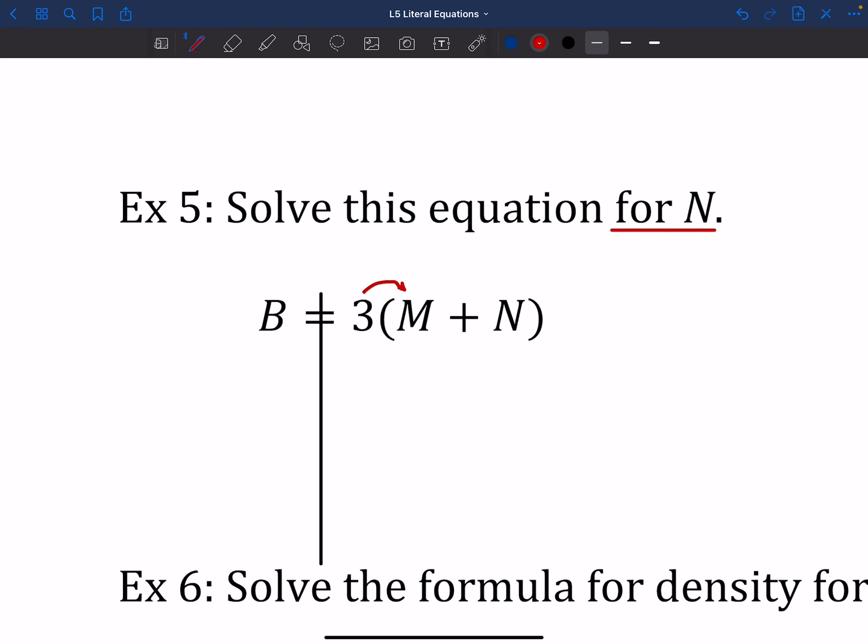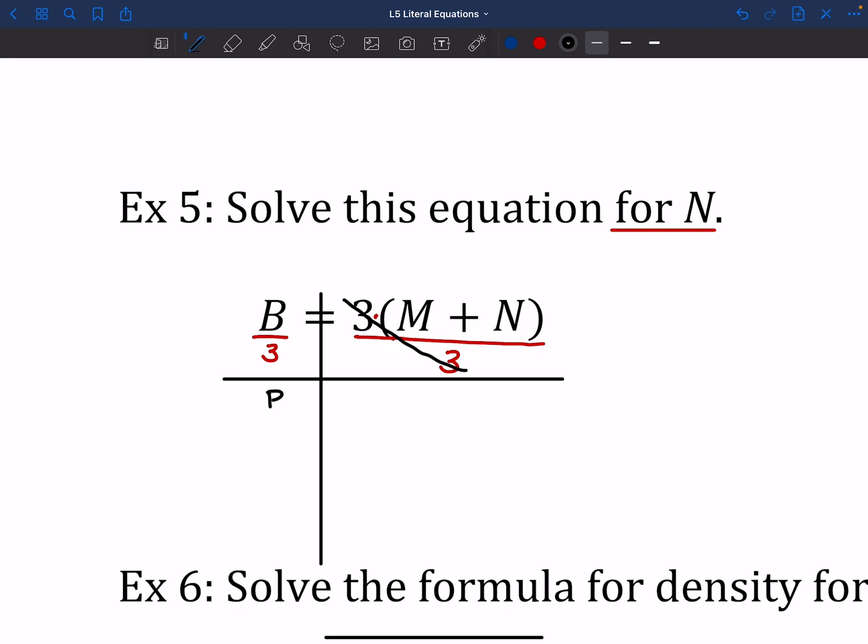Normally we'd say, oh yeah, let's distribute and all that, right? But in this case, we just want to get rid of it. So what we're going to do is divide that whole chunk by 3 and divide by 3 over there as well, all right? So when we do that, these 3's cancel each other out.